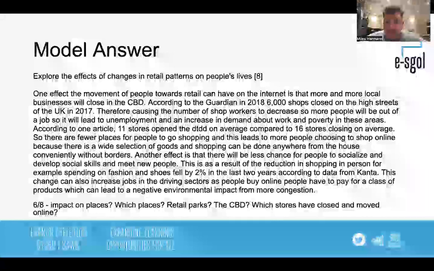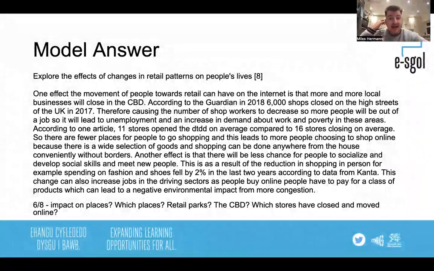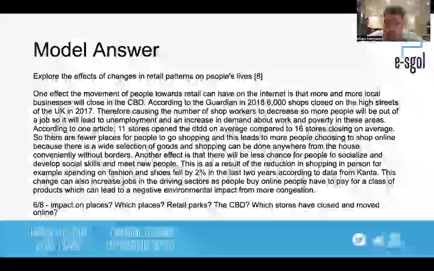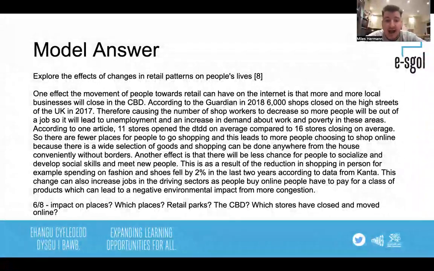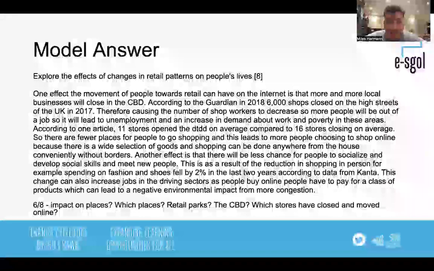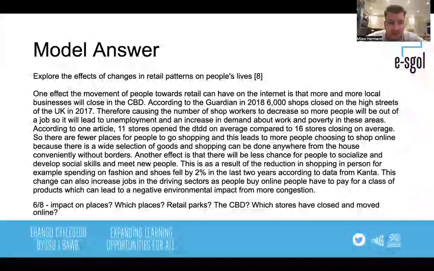One effect of the movement of people towards retail on the internet is that more and more businesses will close in the CBD. According to The Guardian, in 2018, 6,000 shops closed on the high streets of the UK in 2017, therefore causing the number of shop workers to decrease, so more people will be out of a job. So it will lead to unemployment and an increase in the demand about work and poverty in these areas. According to one article, 11 stores opened on average each year compared to 11 stores closing on average each year. So there'll be fewer places for people to go shopping, and this leads to more people choosing to shop online because there's a wide selection of goods and shopping can be done anywhere from the house conveniently without borders.